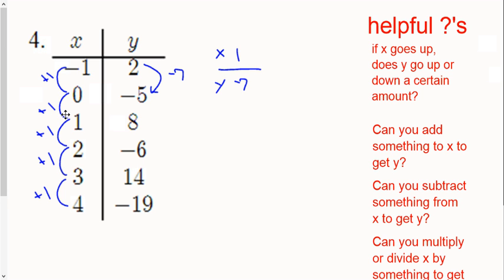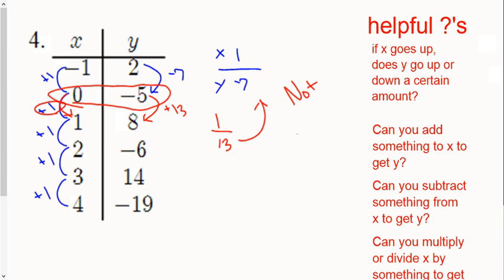So now this goes up by 1. Let me get a little bit of red here. Okay. So now we're going to move from negative 5 to 8. Wow, that's an increase of 13, but we still have this increase of 1 right here. So it's 1 over 13. Is 1 over 13 the same as 1 over negative 7? No. So it's not proportional.